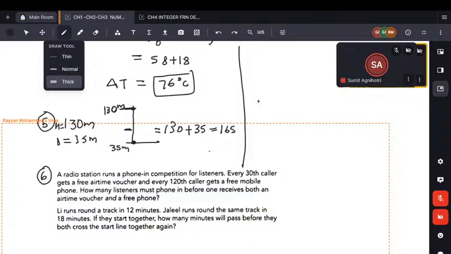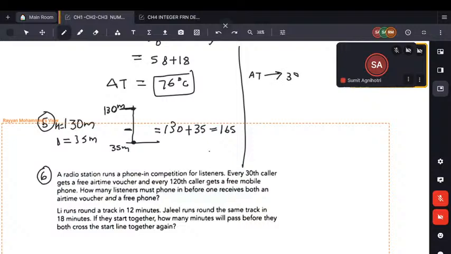A radio station runs a phone-in competition for listeners. Every 30th caller gets a free airtime voucher. Airtime voucher is received by every 30th customer, and free mobile phone is received by every 120th customer. This is the scenario.